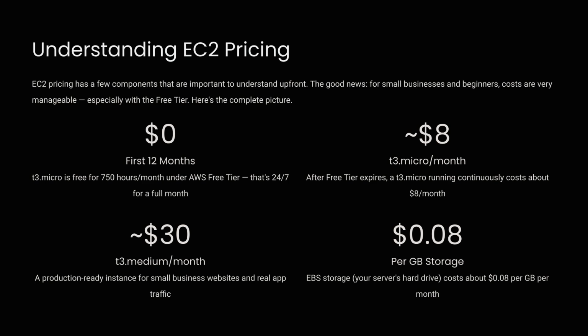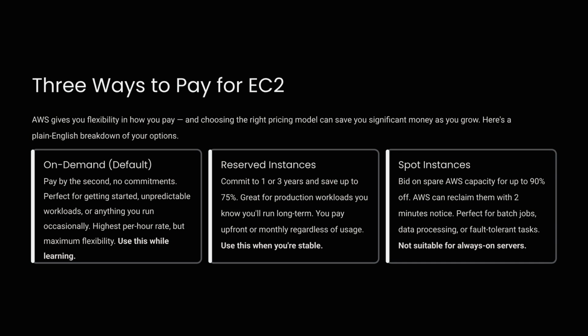Chapter 6 focuses on EC2 costs and pricing, ensuring you can keep your bill predictable. EC2 costs are very manageable. The T3.micro instance is free for the first year. After the free tier, it costs around $8 per month to run continuously. Storage costs about 8 cents per gigabyte monthly.